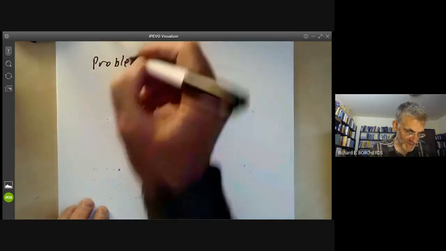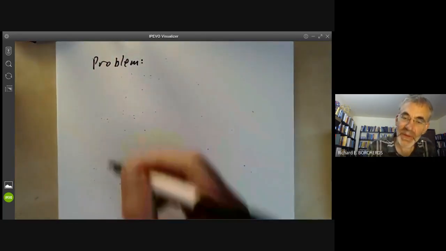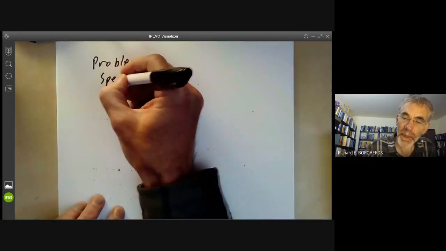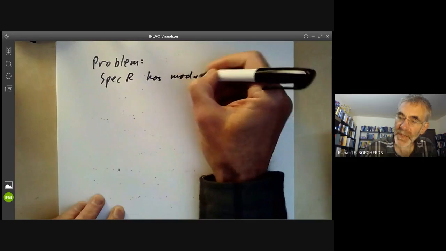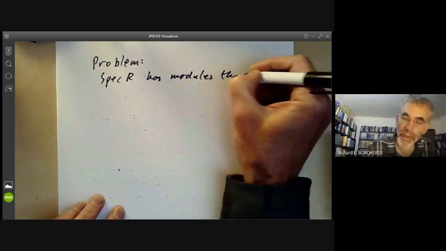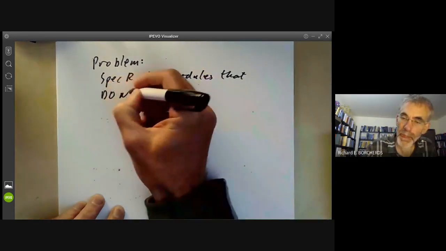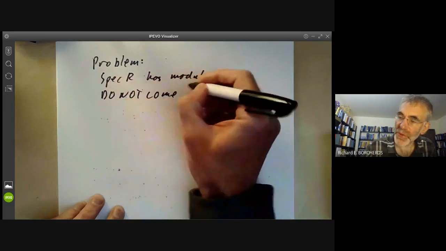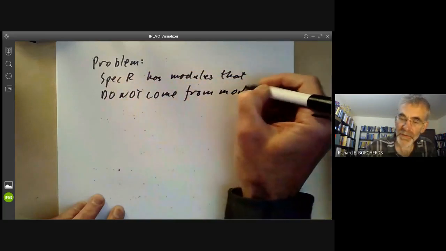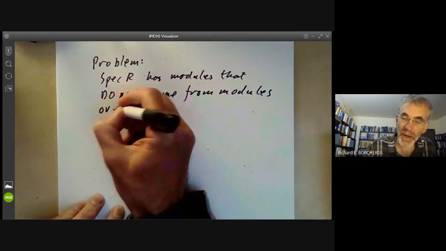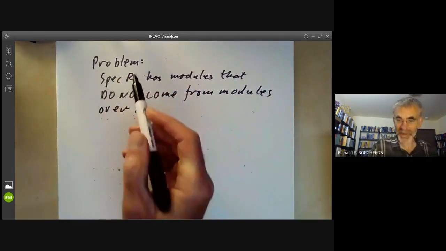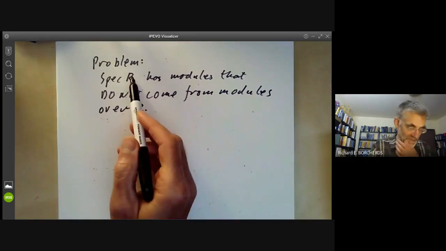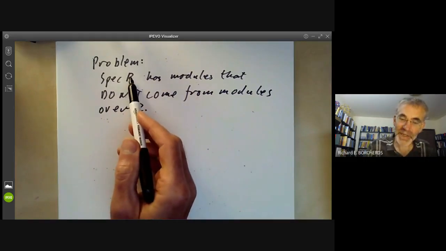The problem is that the spectrum of R has modules that do not come from modules over the ring R. So there are too many sheaves of modules over the sheaf of rings of the spectrum of R. So let's see an example of this.